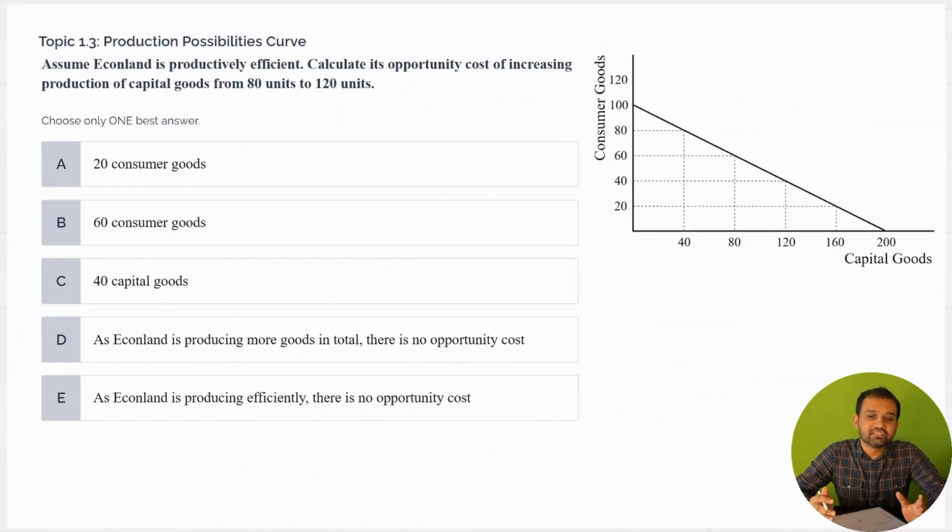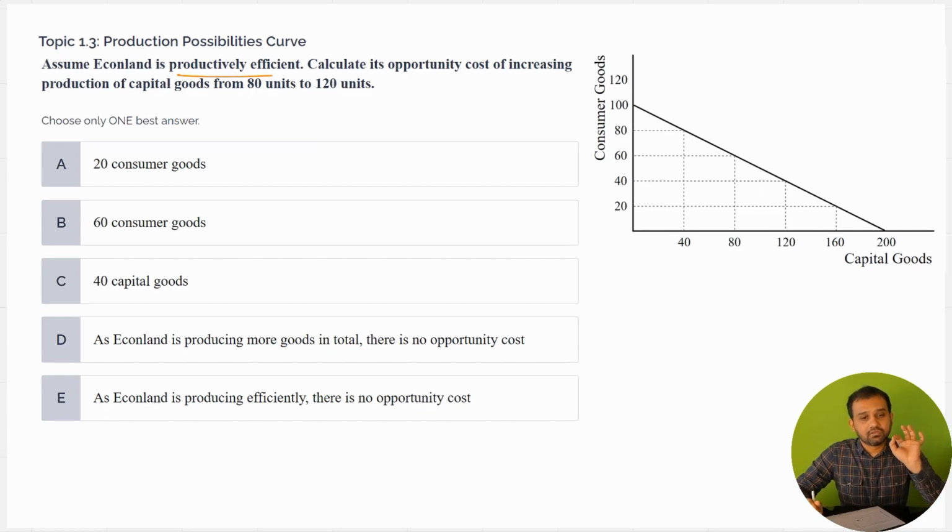In this question, we have been given a production possibility curve of Econland, and we are told that the country is currently productively efficient. So let's think about what that means. Productive efficiency means, in the context of a production possibility curve, that the country is producing on its PPF. So it's producing anywhere on its PPF. We don't know exactly where. The term productive efficiency simply means the country is producing at a point on its PPF.